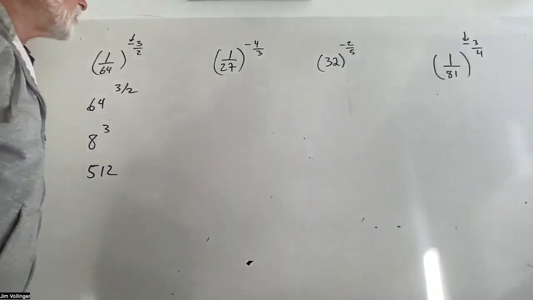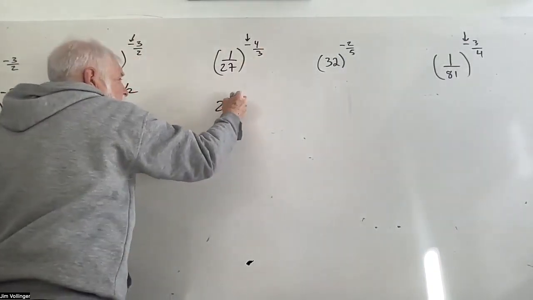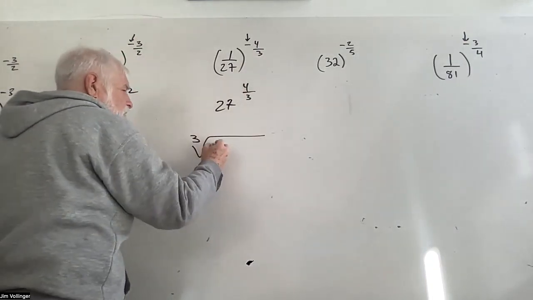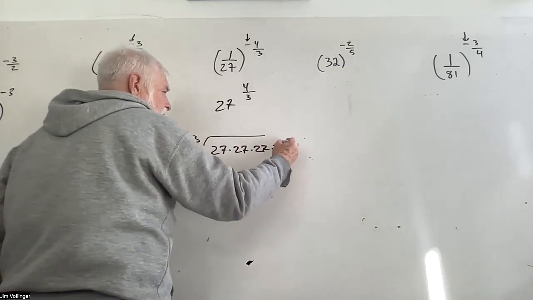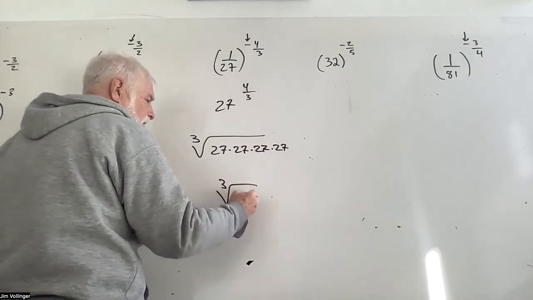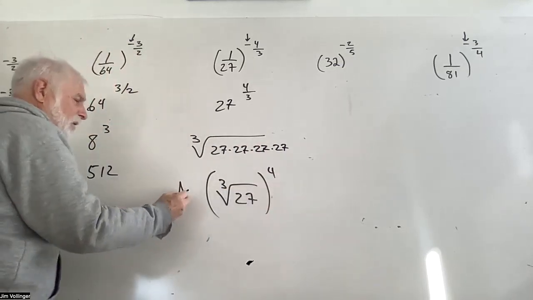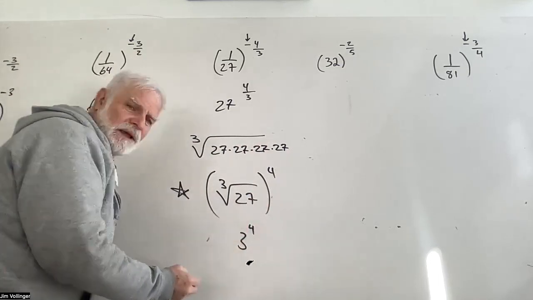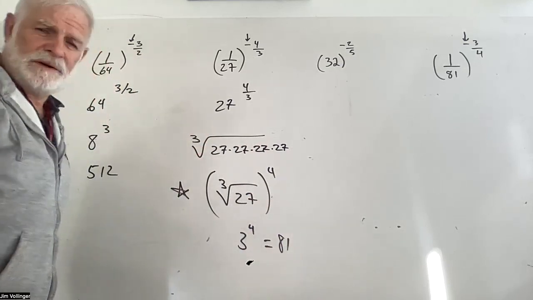All right, so the next one, again, a fraction. I'm going to reciprocate. I'm going to write it as 27 to the 4/3. Now I have a choice. I can take the cube root of 27 times 27 times 27 times 27. I can do that. Or I can take the cube root of 27 and then to the 4th power. I think I'm going this route. Cube root of 27 is 3. 3 to the 4 happens to be 81. I guess I'll write it there. All right, you can do that out to prove that to yourself.